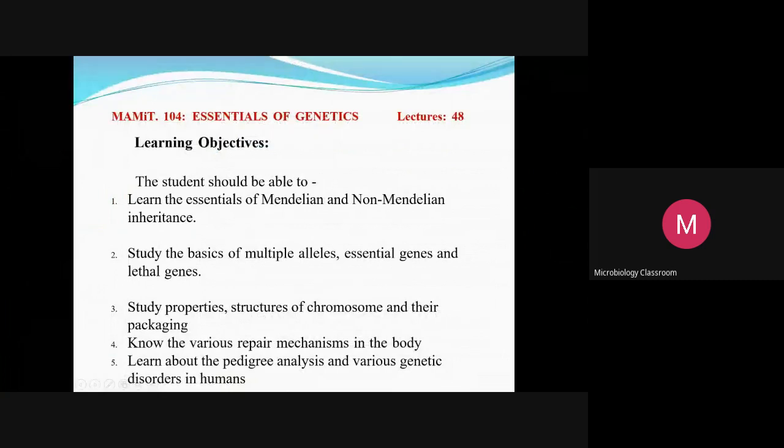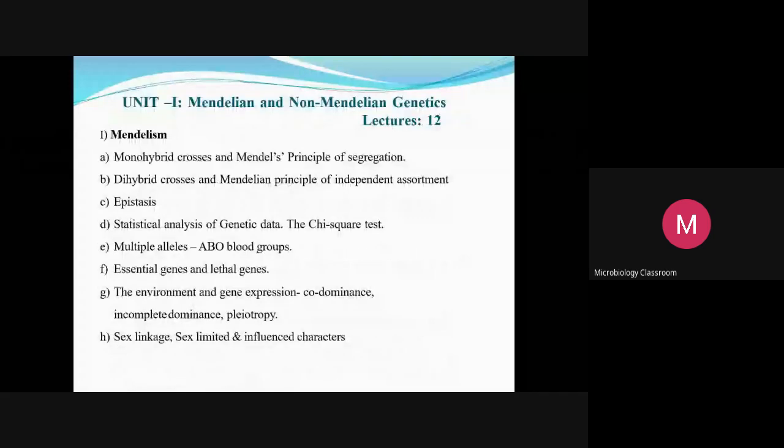So students should be able to know various repair mechanisms in the body. Students should be able to learn about the pedigree analysis and various genetic disorders in humans. So unit 1, it is Mendelian and non-Mendelian genetics. So lectures allotted, there are 12.